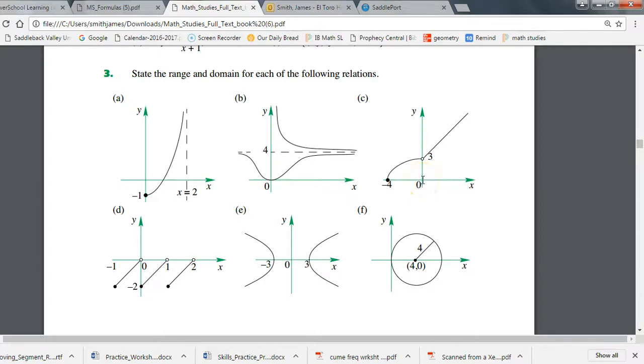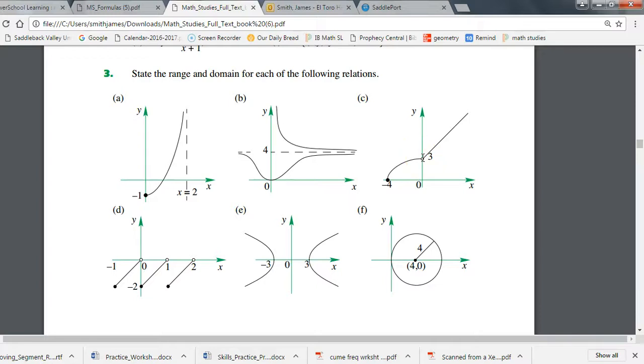As far as the range, it looks like the lowest range value is 0 on the y-axis, and this is going to go up forever, but it's not going to include 3 within the range because that's an open circle right there. So we'd say y values that are greater than or equal to 0, and then as a separate statement y does not equal 3. And so that's the way I would write these.